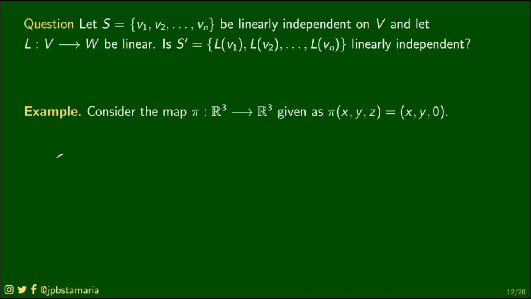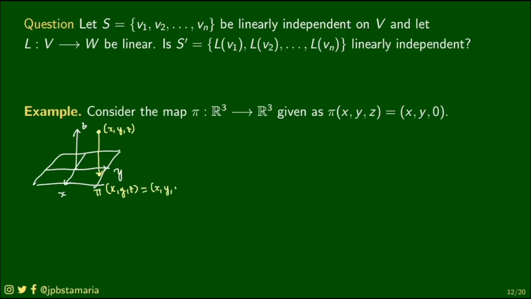Why? Because if this is the xy plane, this is the x-axis, this is the y-axis, and this is the z-axis, for example, every point xyz would be taken down onto the xy plane. So the image of xyz will be xy0. So you are just projecting everything down towards the xy plane.